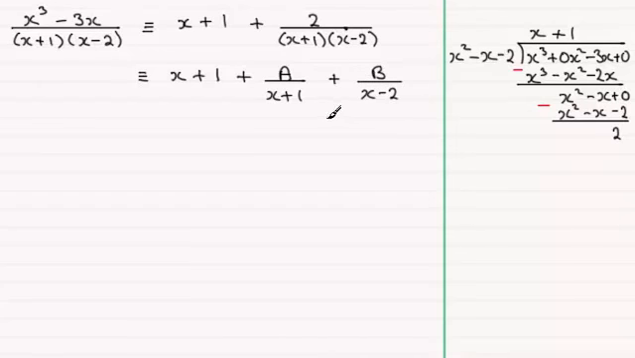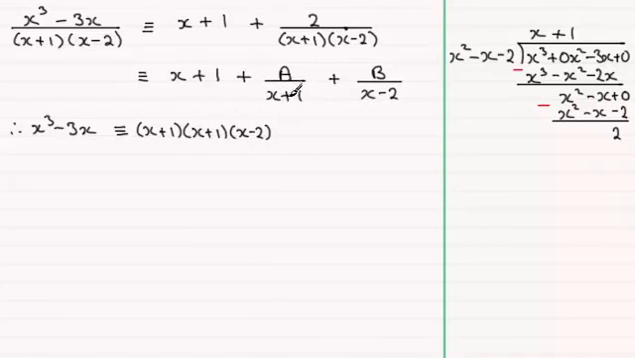And to work out what a and b are, we first of all multiply both sides by the denominator here, x plus 1 times x minus 2. So if we do that on the left, we're therefore just going to be left with x cubed minus 3x. And then this is going to be identical to all of this x plus 1, I'll put it in brackets, x plus 1 multiplied by the denominator here. So in other words, another x plus 1 times x minus 2. Now clearly I could have written here just x plus 1 all squared times x minus 2, but I leave that up to you.